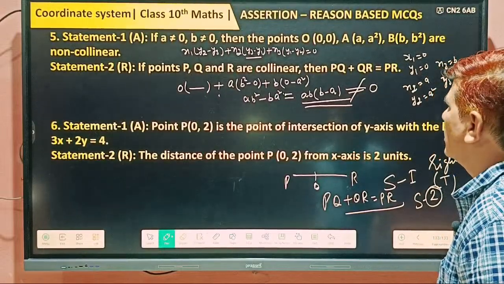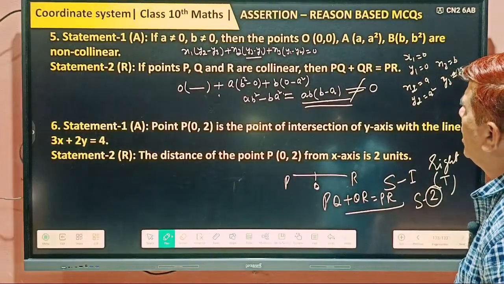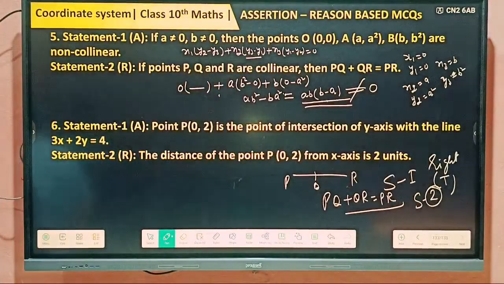Yes, definitely they are not equal to 0. If points P, Q, R are collinear, then P, Q are collinear. So looking at it, statement 2 is also right.